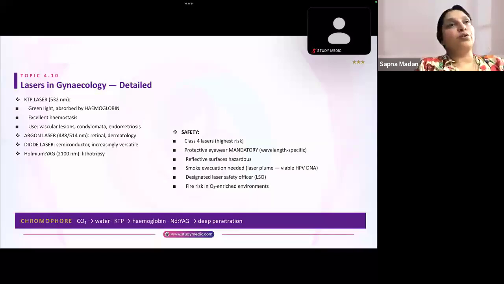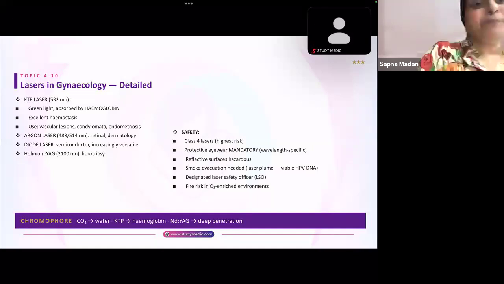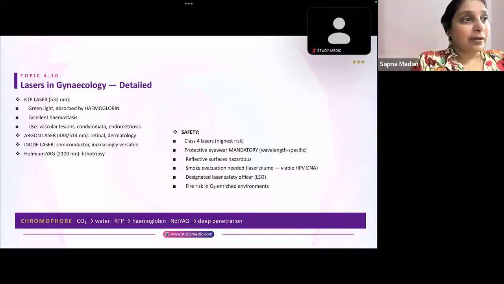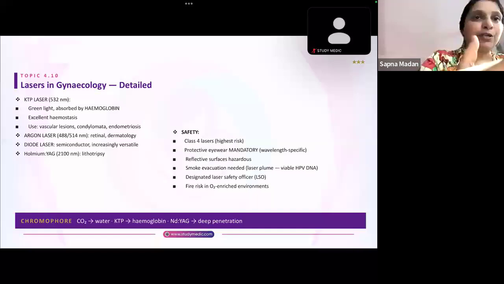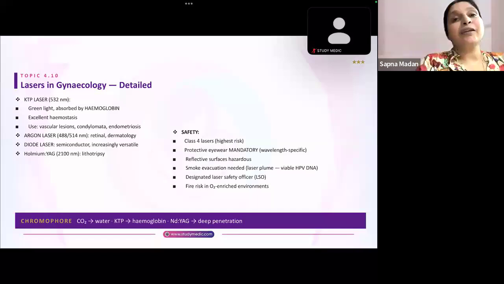So if you're doing a LEEP or a LEDS procedure, for example, for a CIN lesion, then the apparatus should have a smoke evacuation attached to it, okay? Because the smoke produced by the laser can contain HPV DNA. Okay, so that is why the smoke needs to be evacuated and protective gear used. There is a designated laser safety officer, and fire risk is there in oxygen enriched environments.